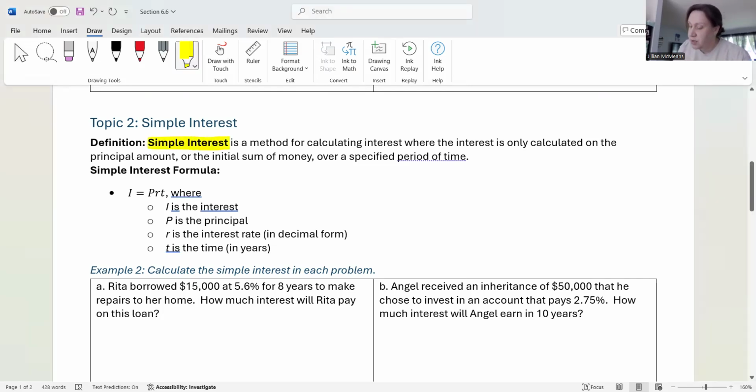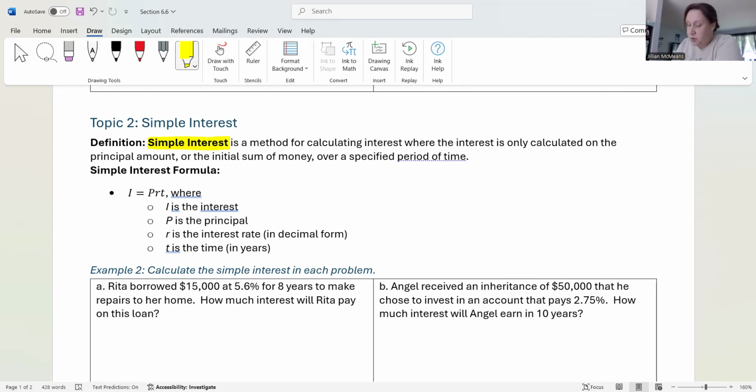Simple interest is a method for calculating interest where the interest is only calculated on the principal amount, or the initial sum of money, over a specified period of time. Depending on what math class you go to from here, you could go into another math class where you talk about compound interest. Compound interest is a situation where interest is calculated on principal plus any interest that has been accrued up to that point. Here with simple interest, we can calculate the interest on day one. We're calculating interest only on the principal amount and for a very specific period of time. It is called simple interest for a reason.